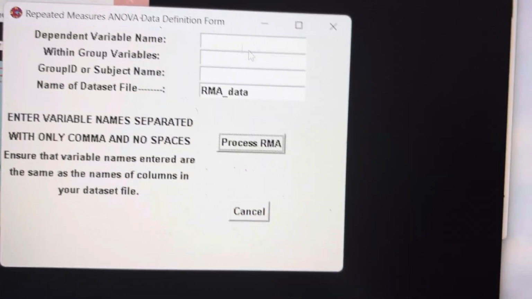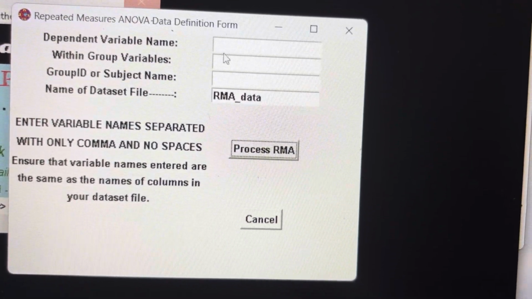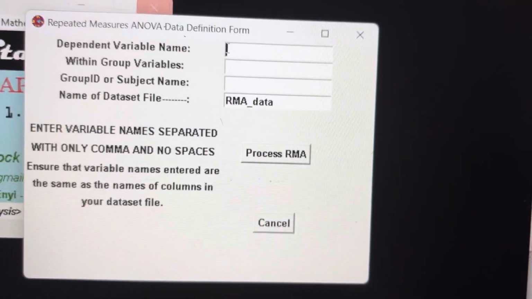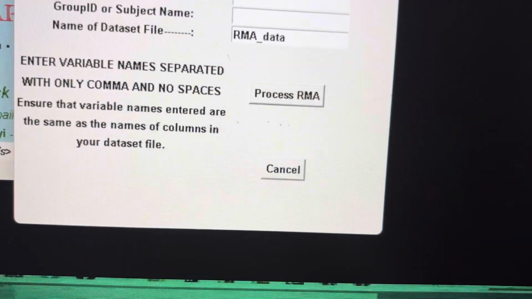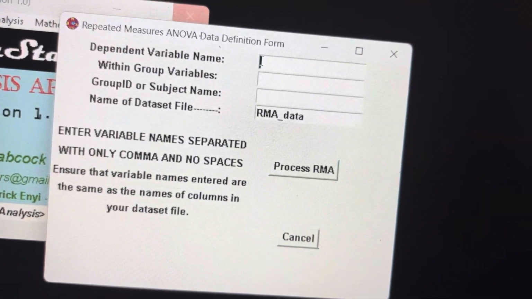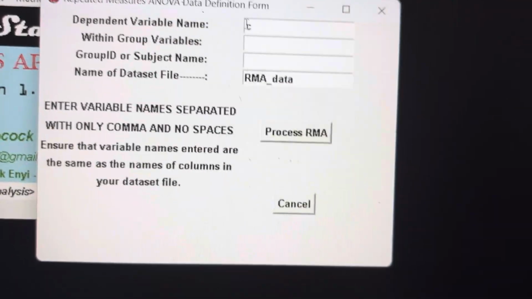Yeah. Okay, we can even start with any one. It doesn't really mean that we must start the way it is arranged. So we can start with incentives. Let's say, first of all, let's define the dependent variable, which is compliance.